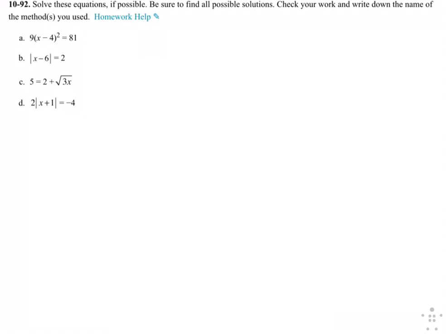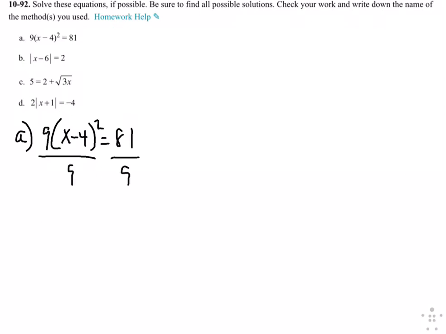Okay, for 92, they want us to solve some equations, so let's just go. So A is 9 times (x minus 4) squared equals 81. I'm going to divide both sides by 9. These problems, there's going to be various ways to do it. I'm going to divide both sides by 9 and get (x minus 4) squared equals 9.